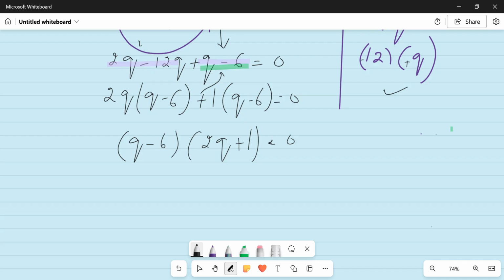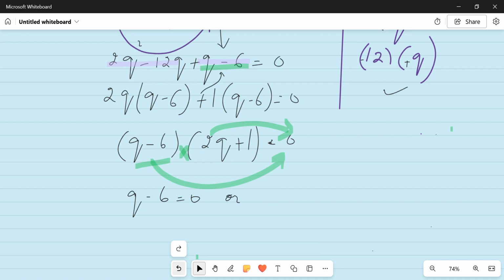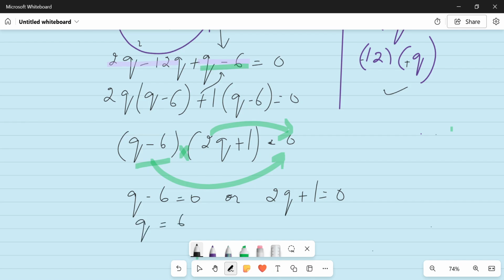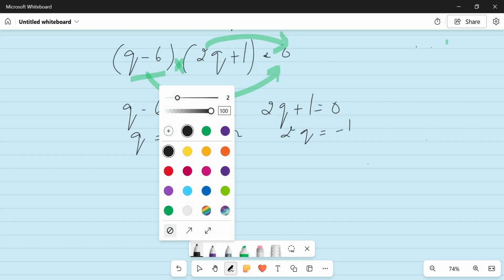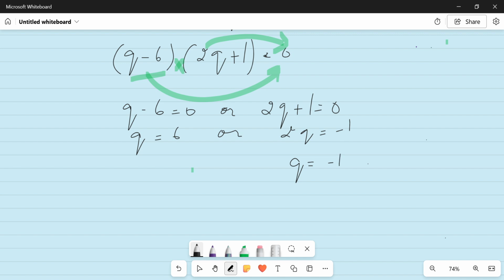Now, students, can you see this? Here it's a multiplication sign. Now this q minus 6 equals to 0, or, sorry, equals 0, or this 2q plus 1 equals 0. q equals 6, positive 6, or 2q equals minus 1. So q equals minus 1 over 2.